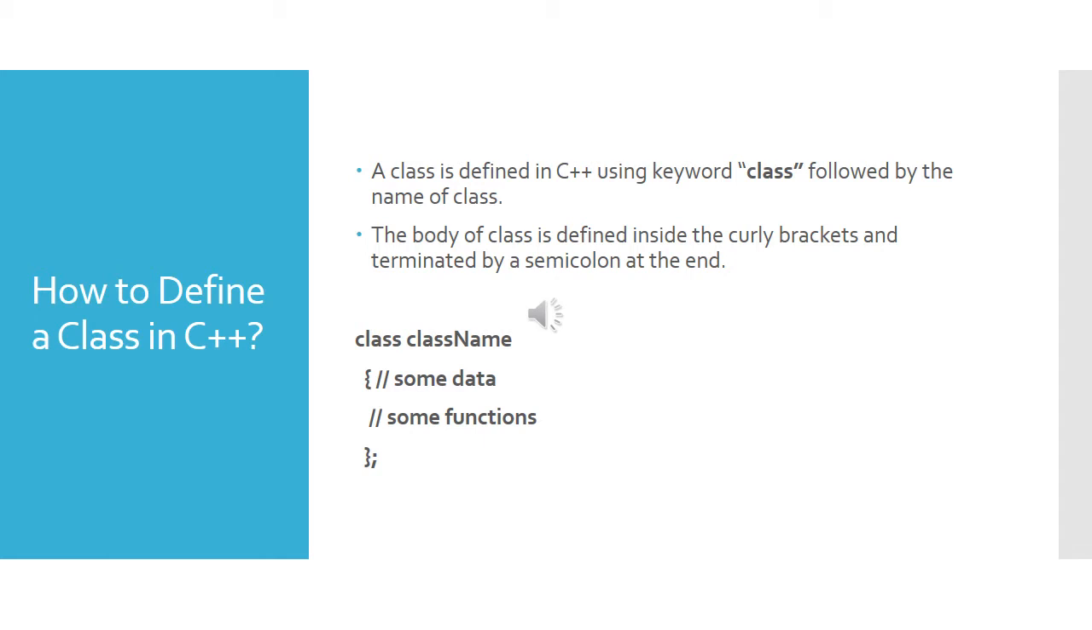Now, how to define a class in C++? C++ supports object-oriented programming style. So, to define a class in C++, the keyword class in lowercase is specified followed by a class name. Class is a keyword and the class name is an identifier. So, when you are giving a class a name, it should follow all the rules of an identifier. The class comprises data and its functionalities within a set of curly braces followed by a semicolon.